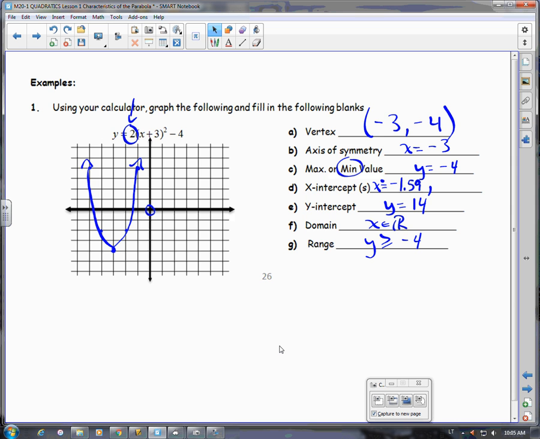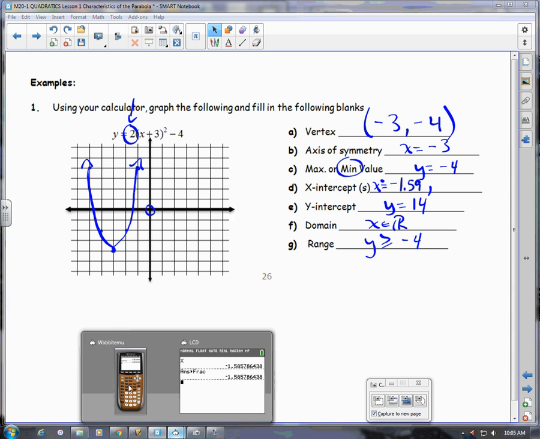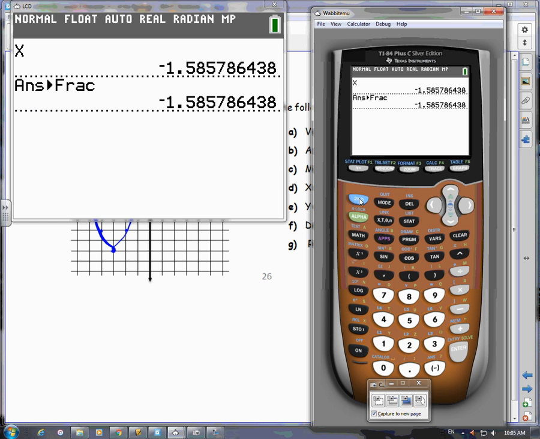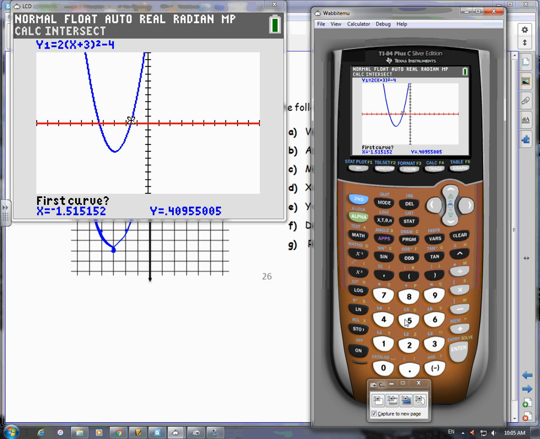So when we press enter just kind of blindly 3 times, we get one of them. All you have to do now is simply recognize that you need to find the other one. So calc intersect, enter, enter. This time I'm just going to take a guess. It's maybe closer to -5. And so I'm just going to punch in there -5. And so then it tells you right away. So you don't actually physically have to move it. You can just enter in a guess value.